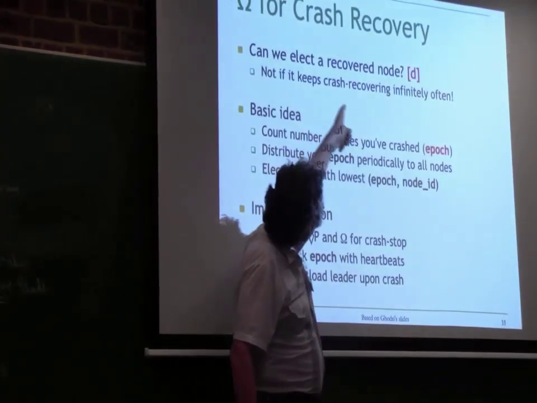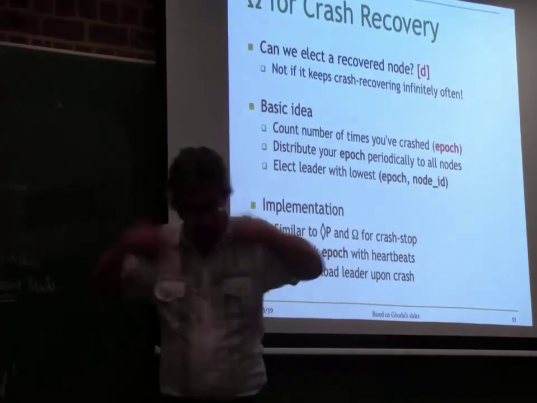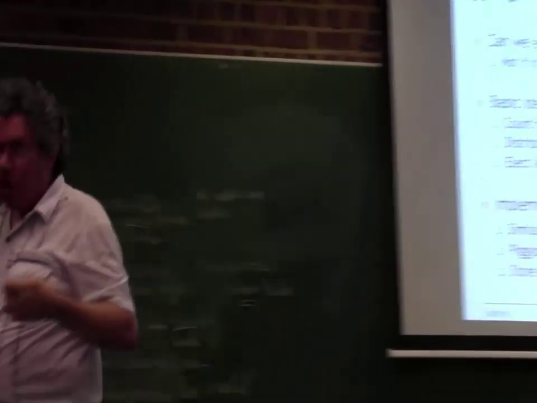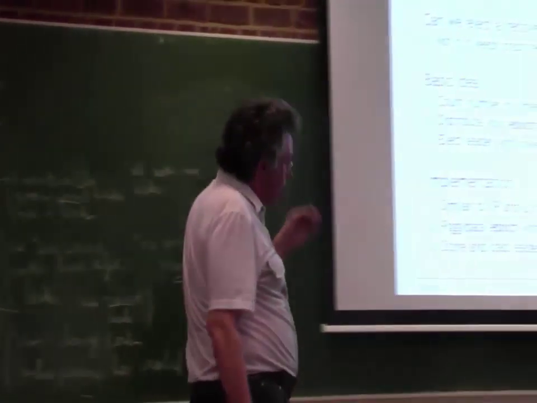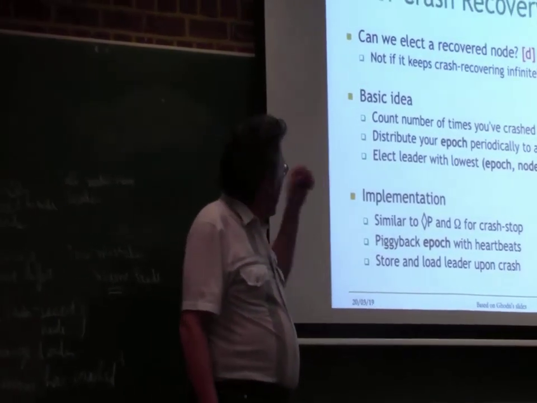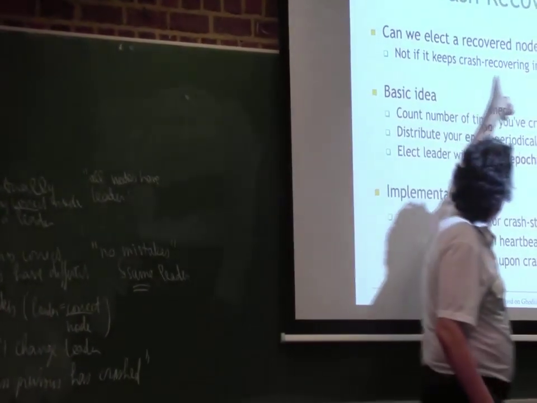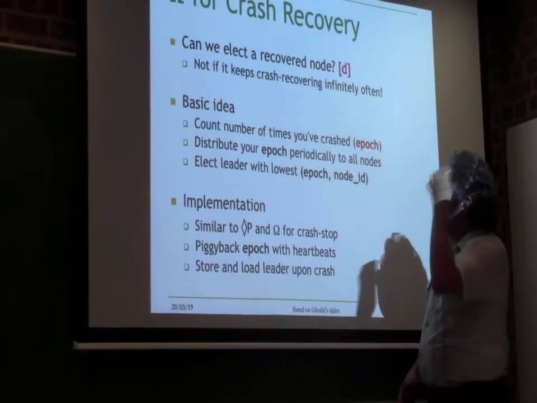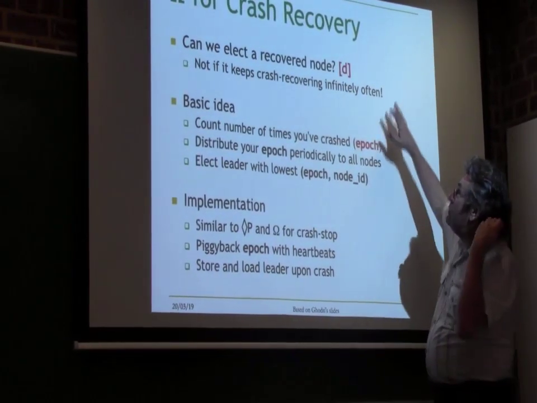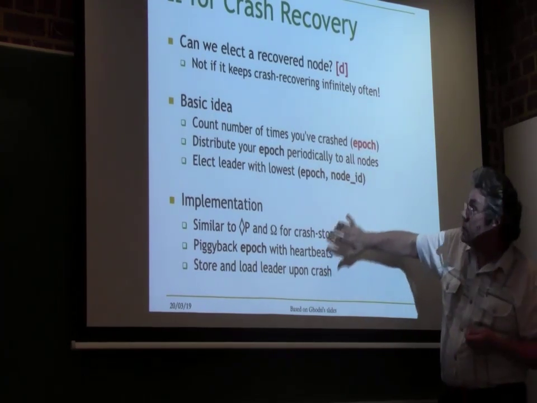If it crashes and recovers forever, then it should not be a leader because it's bad. So how can we make it so that the bad ones, the ones that crash and recover infinitely often, we don't want to elect those as leaders. In order to do that, we can make a small extension to the algorithm.